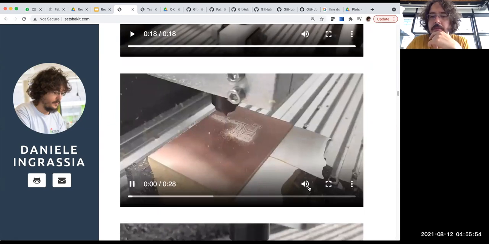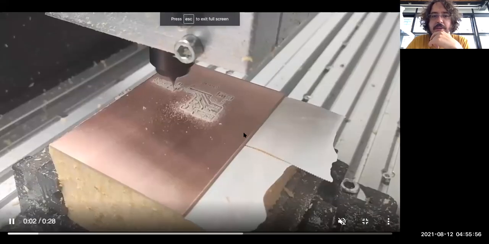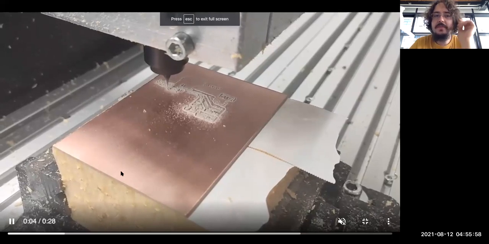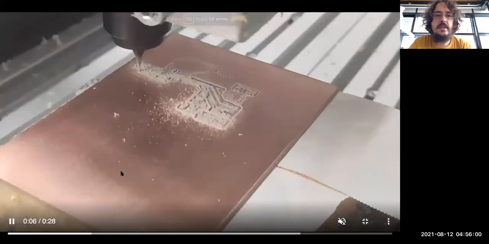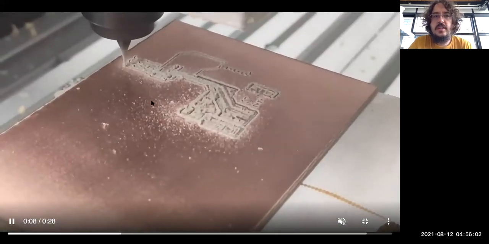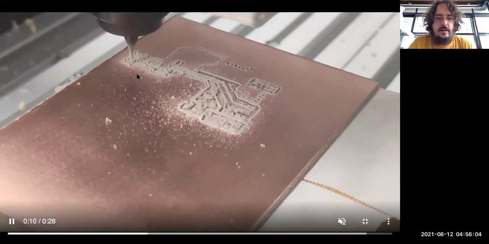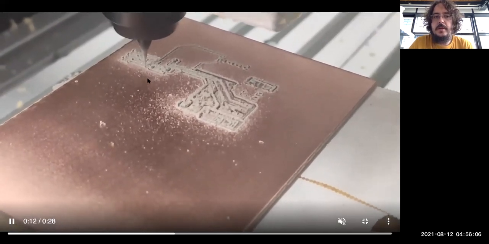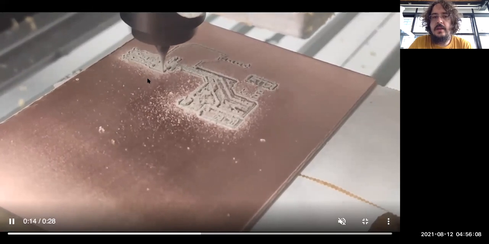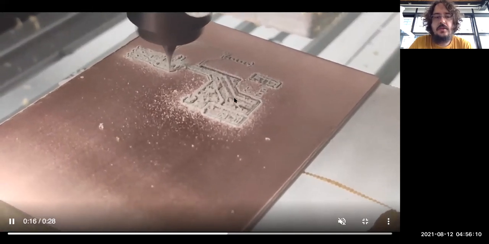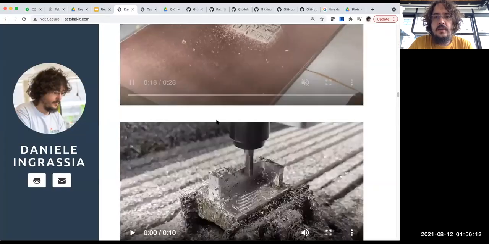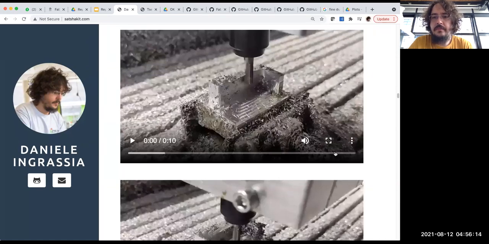So here is the machine milling, sorry for the noise, milling some PCBs over here. You have to consider also the machine has quite a big area for milling these PCBs, but it keeps a very high precision. And here is milling aluminum.